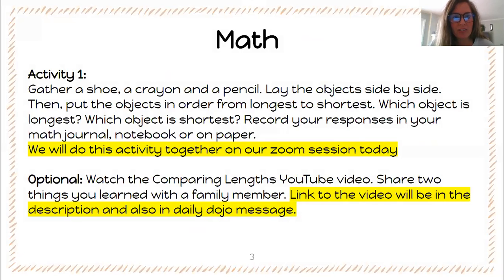The optional activity on the packet is to watch the Comparing Lengths YouTube video. And then you are to share 2 things that you learned with a family member. I'm going to link that video into the description for our YouTube video, but also into our Dojo messages. This is a great video to look at. I know it says optional, but all these videos that are on this packet are wonderful. So please use them. And like I said, I will link them in so that you guys can easily access them.